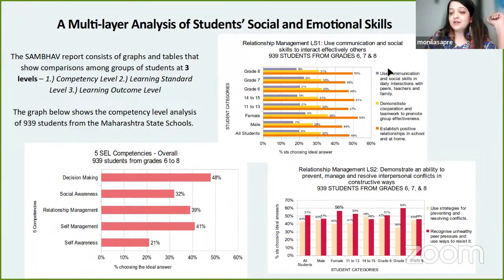Further, if you look at the graph, the learning standard gets broken down into 3 learning outcomes: use of communication and social skills in daily interactions, demonstrating cooperation and teamwork to promote group effectiveness, and lastly, establishing positive relationships in school and at home. So the relationship management learning standard gets broken down into 3 learning outcomes. Similarly, there is also a second learning standard, which gets broken down into 2. This is just an example of 1 competency. There are 5 competencies. Every competency is broken into learning standards. Every learning standard is broken into age-appropriate learning outcomes. Therefore, you get to see how children are performing at various outcome levels.